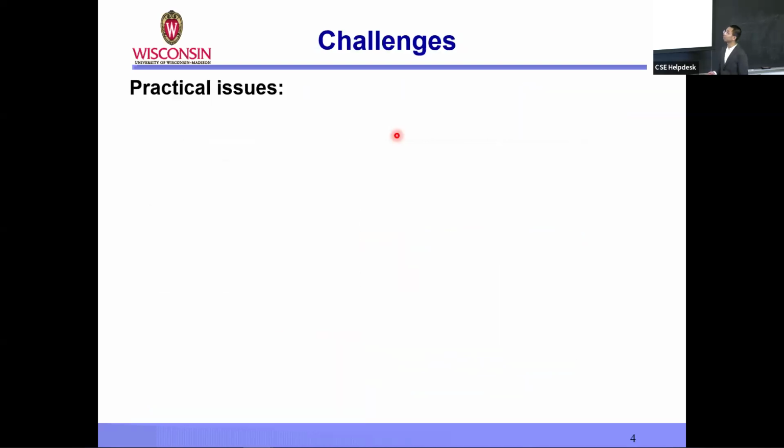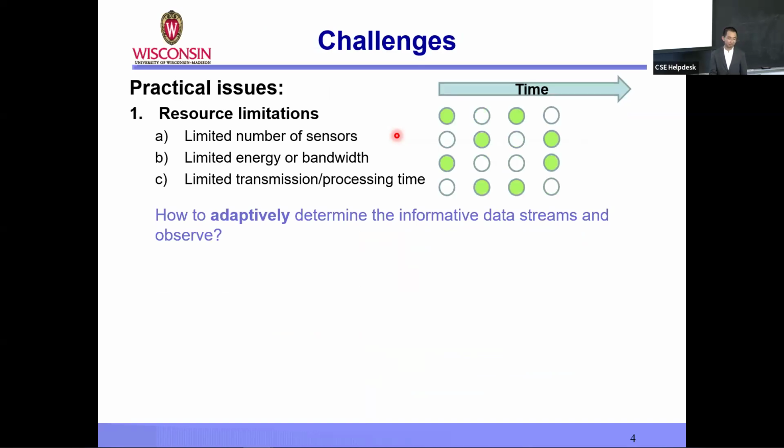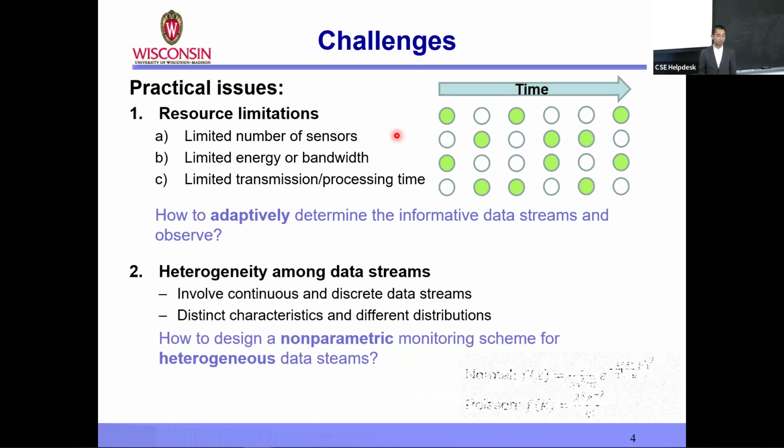The main challenges we face include, first, resource limitations: how to adaptively determine the most informative data stream to observe. And second, data heterogeneity: how to design a non-parametric monitoring scheme that accommodates the diverse characteristics and distributions of the data. So we aim to address these two issues through intelligent sampling and monitoring strategies.